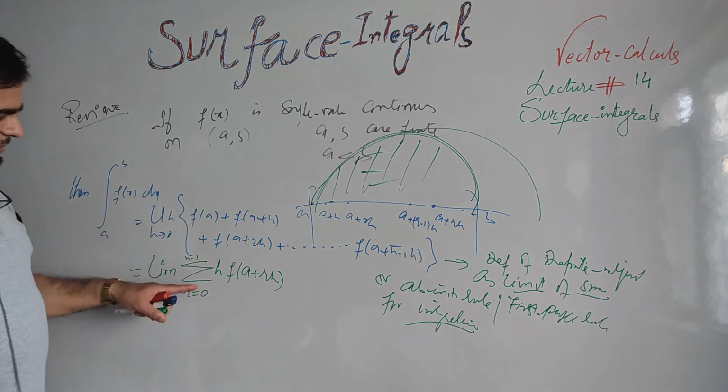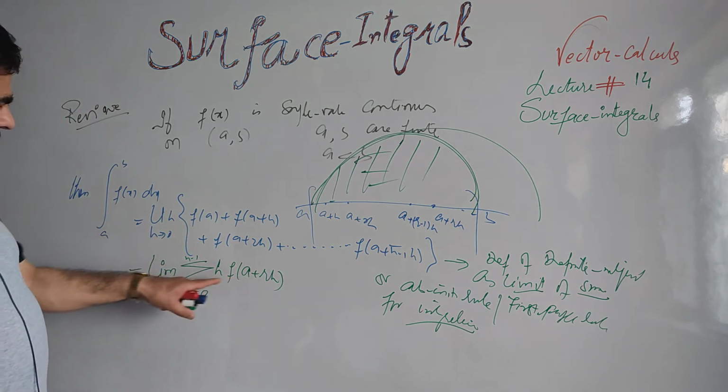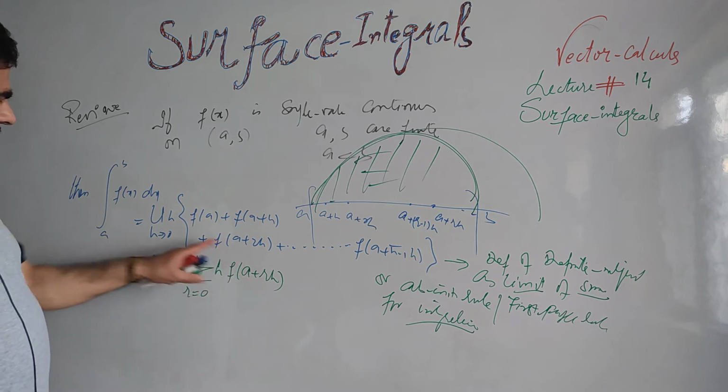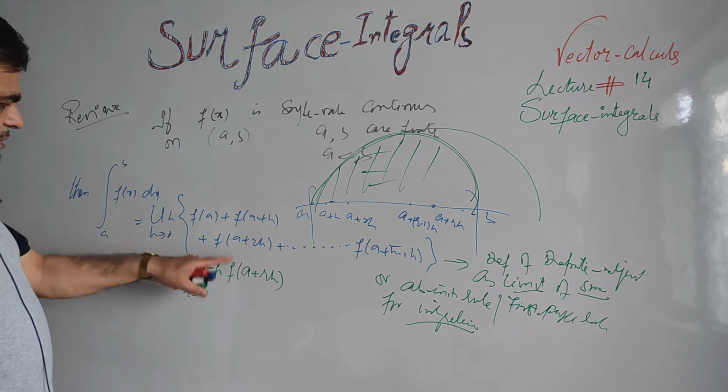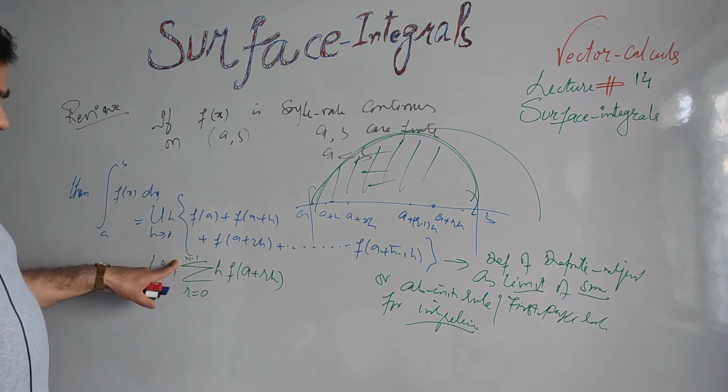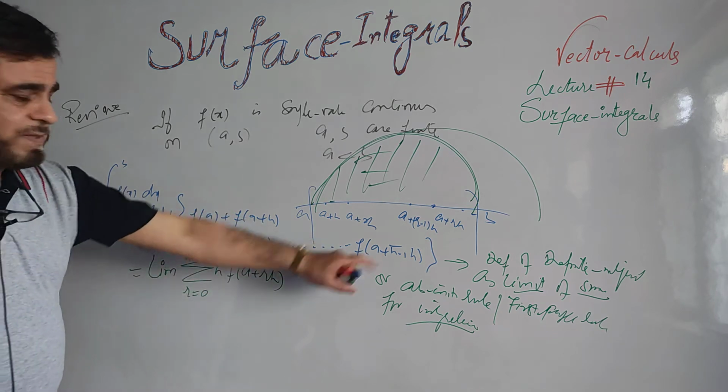We can do this the way. When r is 0, it is h f of a. When r is 1, it is h f of a plus h. When r is 2, similarly, and finally it is n minus, it gives this one.